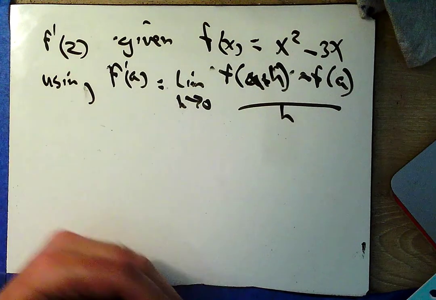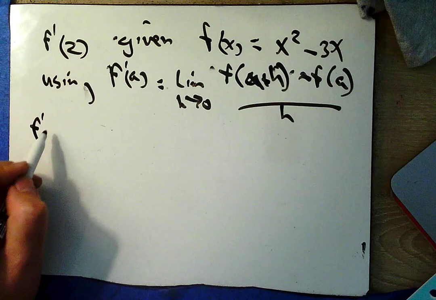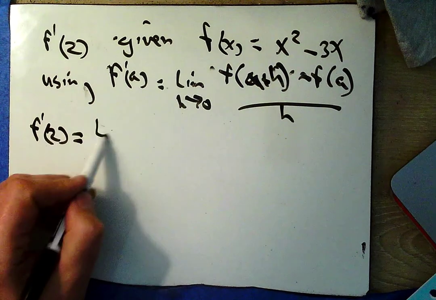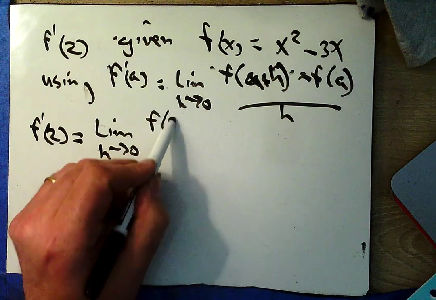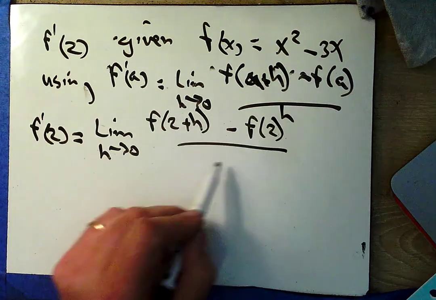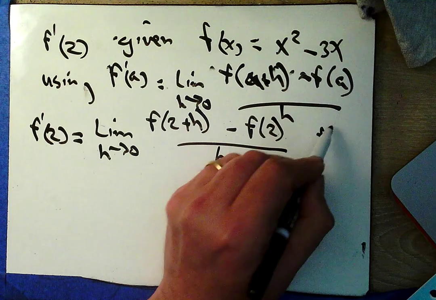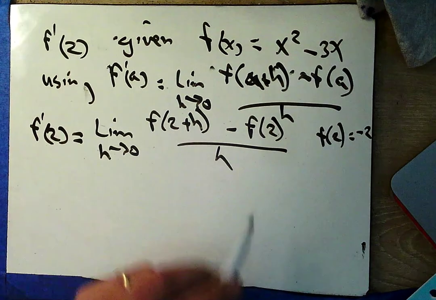Pause the video, go do that work. All right, so we know that f prime of 2, the slope at 2 on f of x, will be the limit as h heads to 0 of f of 2 plus h minus f of 2 all over h. Well, we found out that f of 2 was negative 2. Well, what about f of 2 plus h?